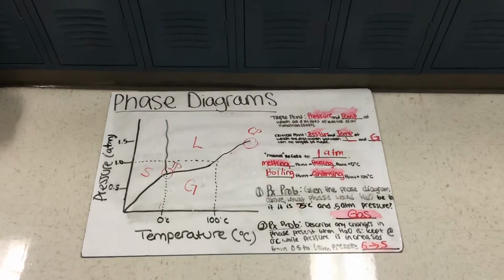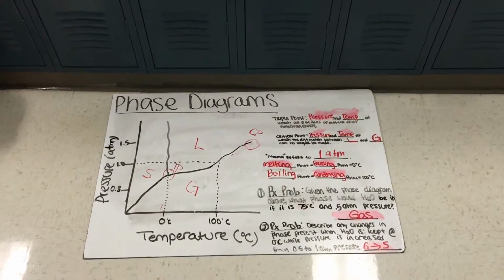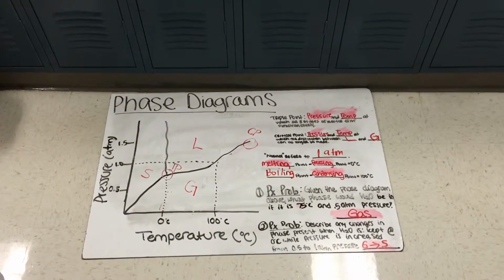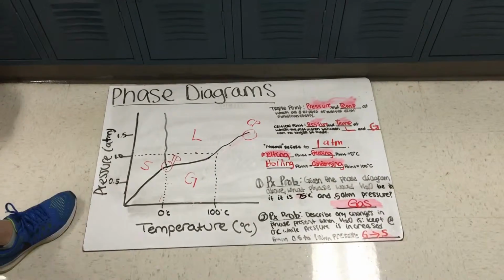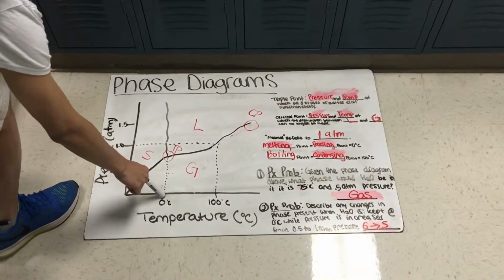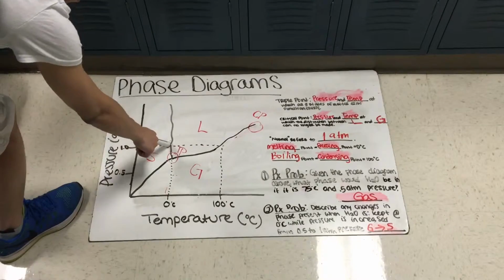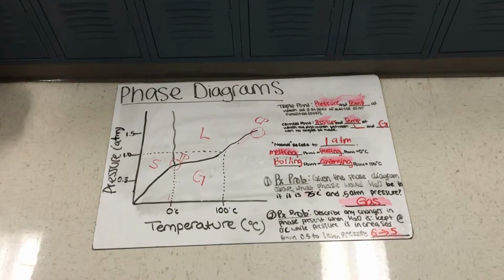Describe any changes in phase present when H2O is kept at 0 degrees Celsius while pressure is increased from 0.5 to 1 atmospheric pressure. So let's take a look here. 0 degrees Celsius, 0.5, all the way up to 1. So this is gas to solid.